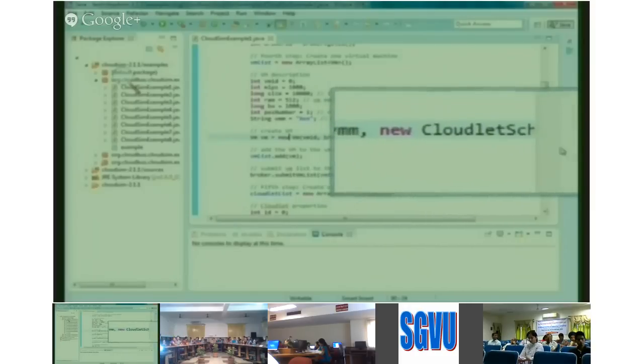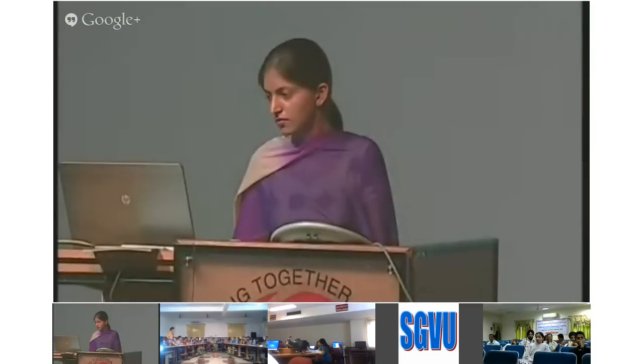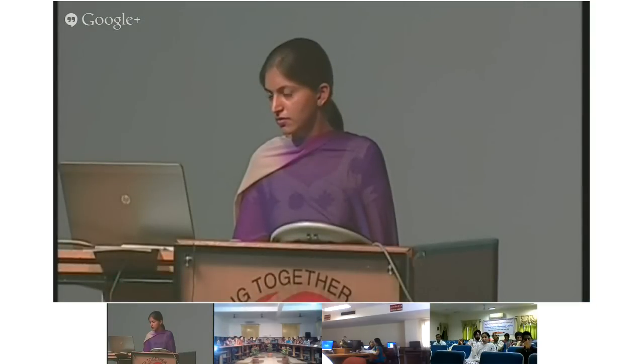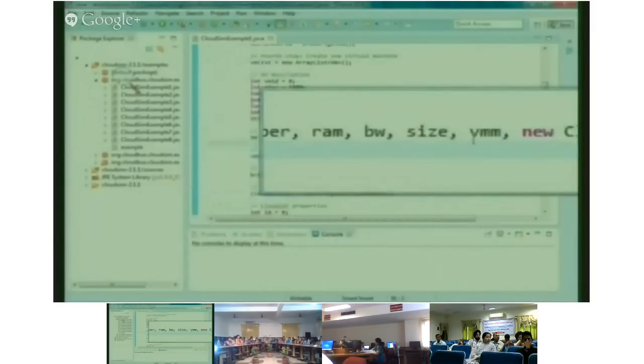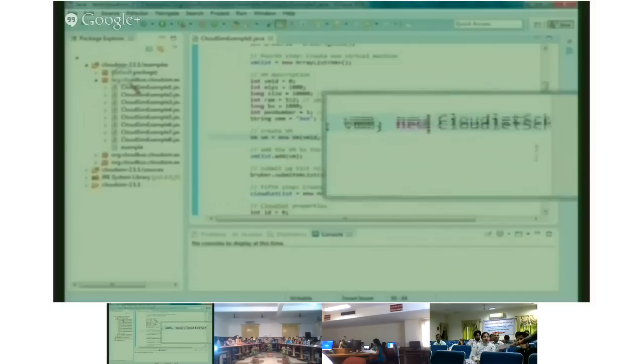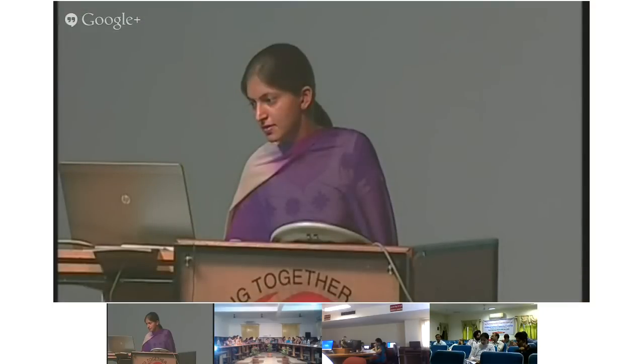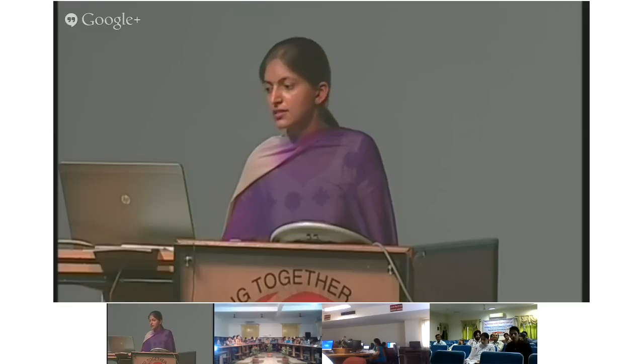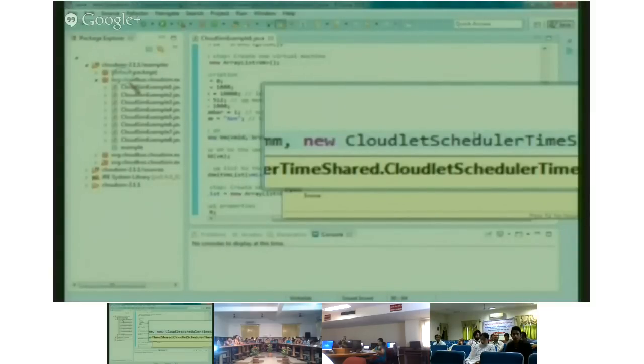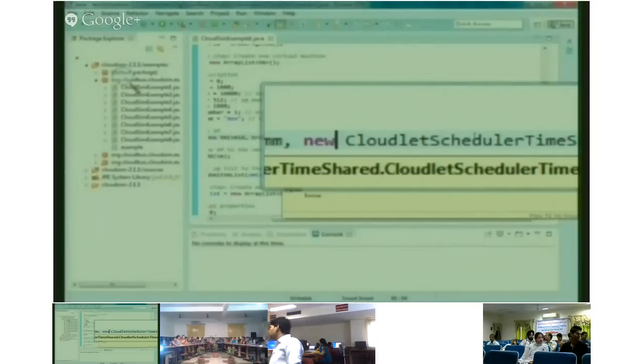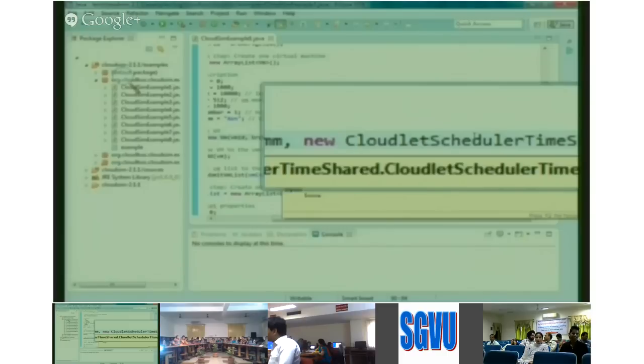Now see what has been passed as the last parameter. This is the last parameter of virtual machine constructor, that is cloudlet scheduler timeshare. Means the task which will be assigned to this virtual machine, they will be assigned using timeshared policy. Timeshared policy means if we assign three tasks to this virtual machine, they will be executed concurrently and not sequentially. So this, we have specified here.